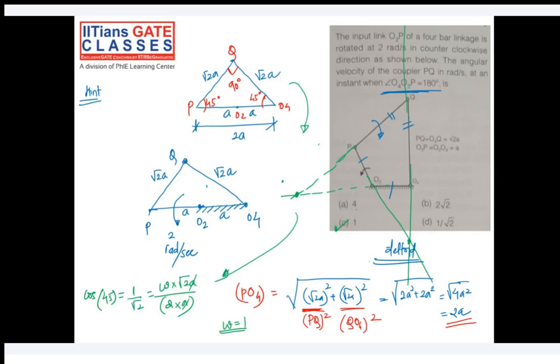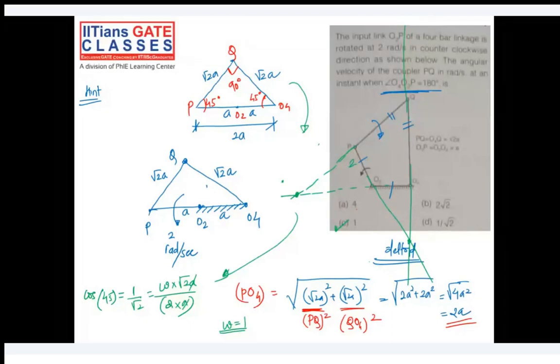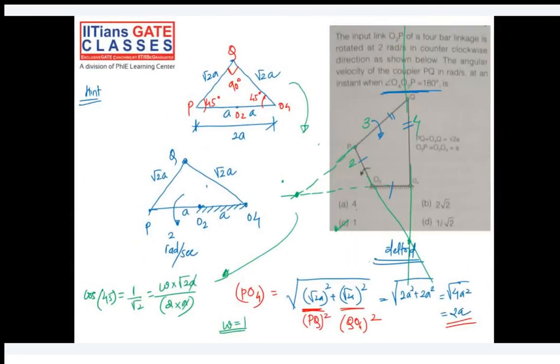P and Q are the instantaneous centers. I'm not sure for which link you want. P and Q themselves are the instantaneous centers for the links. P is the instantaneous center for links 2, 3, and Q is the instantaneous center for links 3, 4. So this is for 2, 4, and this is for 1, 3.